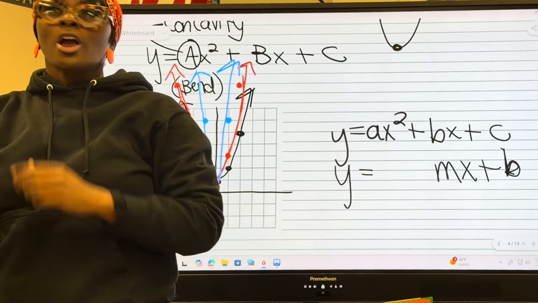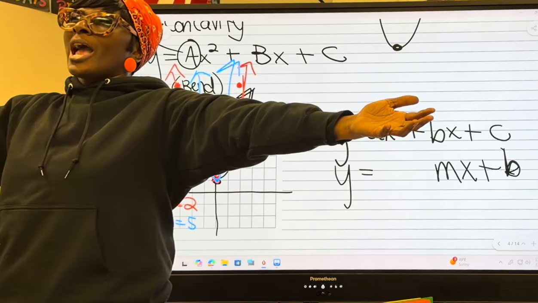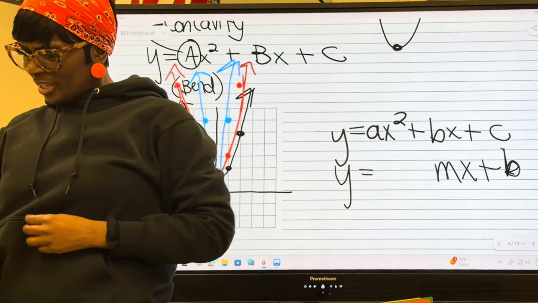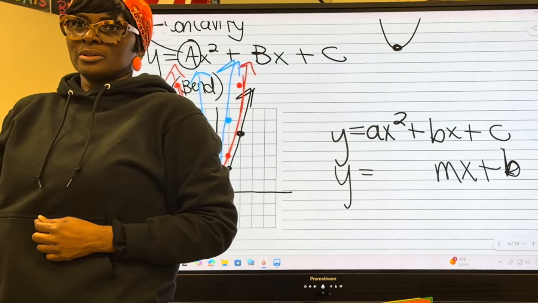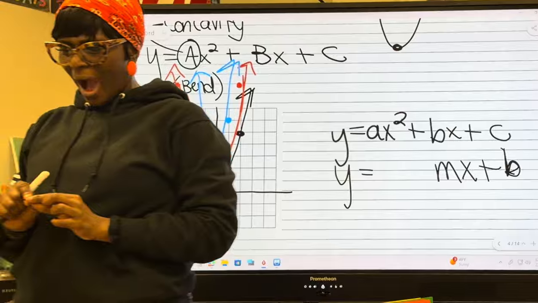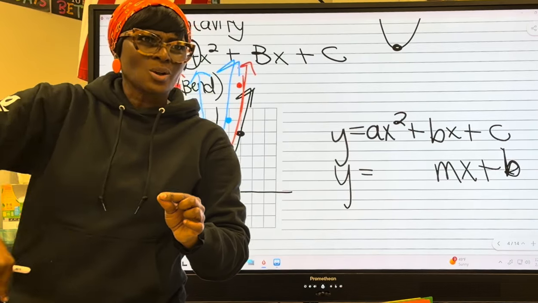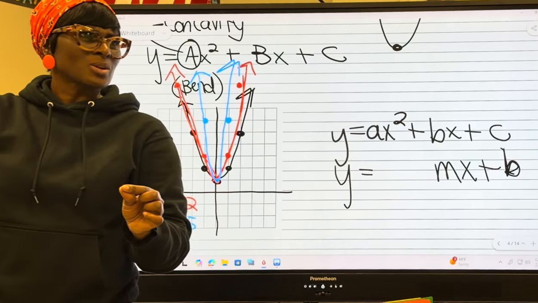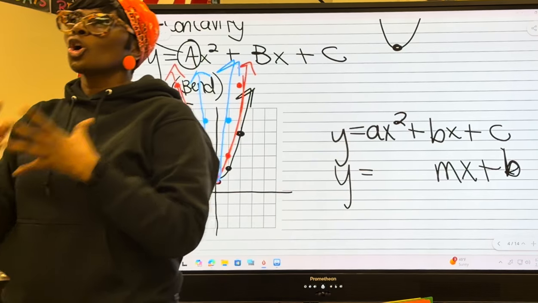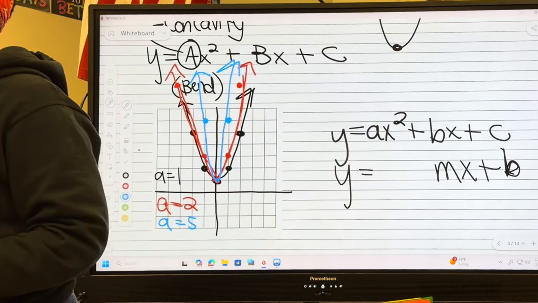Are y'all following me? Versus if I did an A of 1/2, it goes right 1, then it goes up 1/2. Look how wide that is. Out 1 and then up only 1/2. It got to go from the vertex to that point. That's a wide curve. Are y'all with me? So the closer it is to 0, the wider it is.